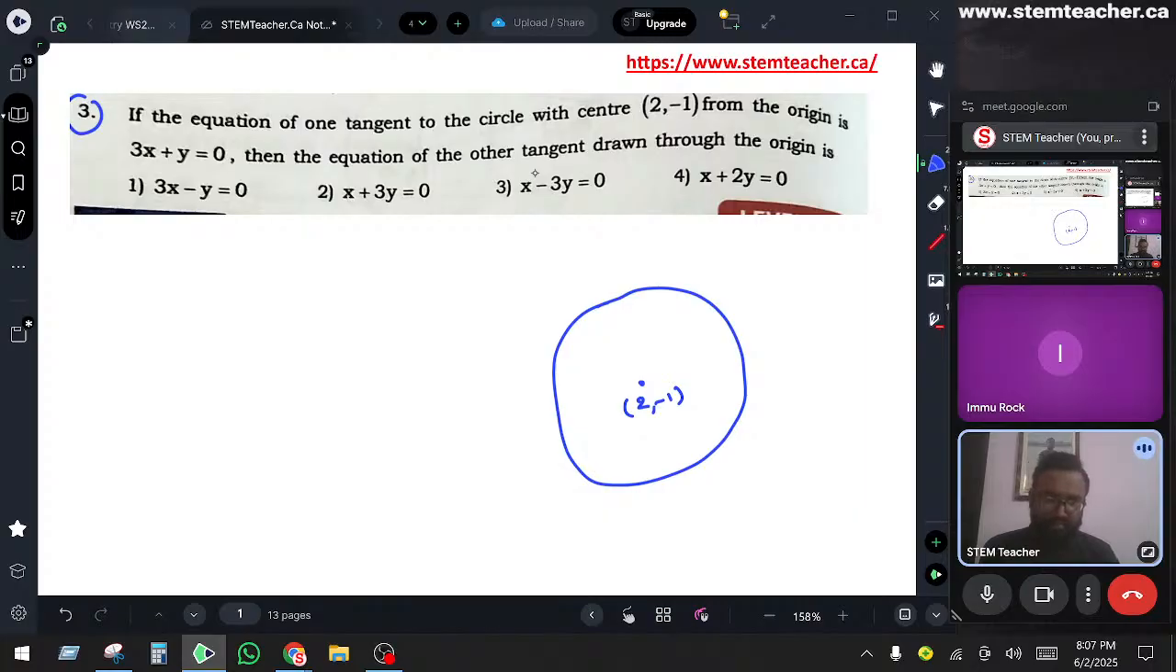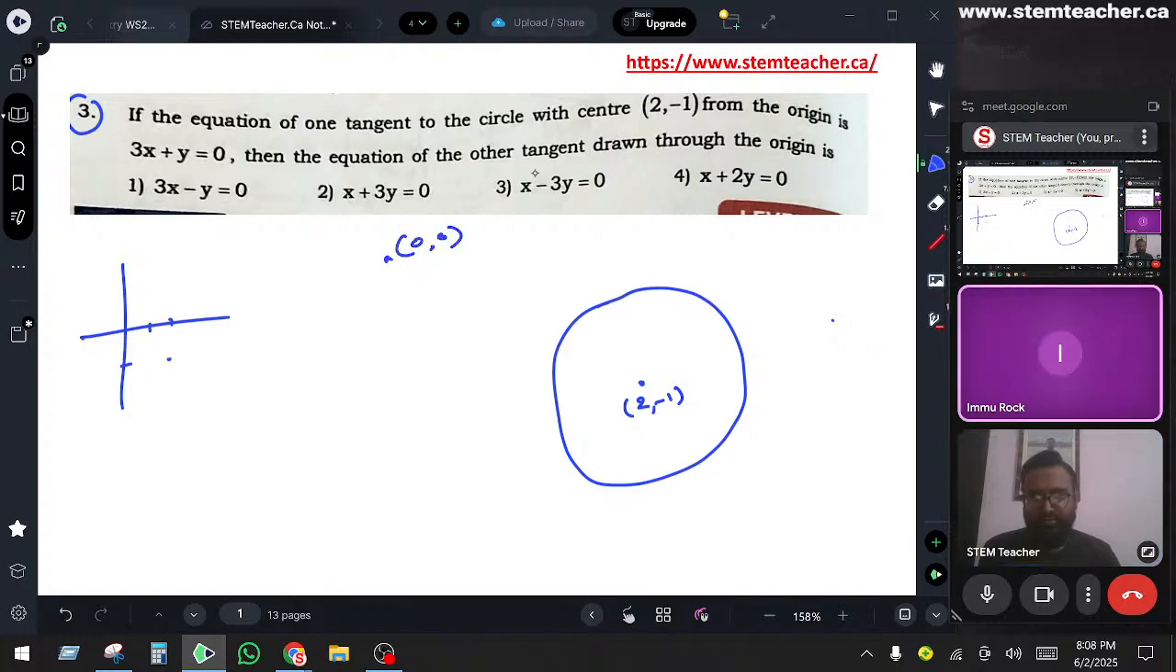It is 2 comma minus 1 means it is positive x-axis and negative y-axis. So your positive x-axis, negative y-axis means where is your center? Center will be at this is 2 and minus 1. This is 1, 2, this is minus 1. So this is your center means your origin is here. If you take this is 2, this will be your origin, 0 comma 0. Clear?